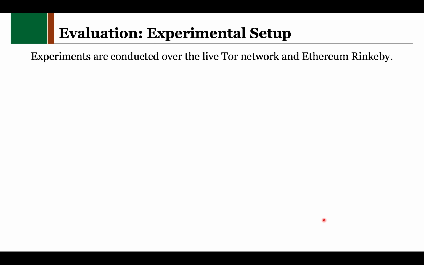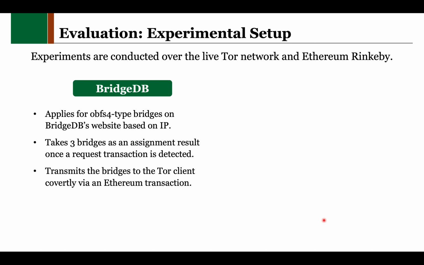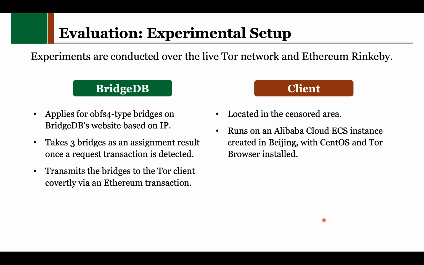Our evaluation aims to show whether Antiblok helps censored Tor clients get bridges and how much time cost will be incurred by introducing Ethereum. For BridgeDB, we manually simulate the assignment and the distribution workflow in Antiblok. We start by applying for OBFS4 type bridges on BridgeDB's website based on the IP address. Then, once a request transaction is retrieved, we take 3 bridges as an assignment result and transmit them to the client covertly via an Ethereum transaction. The simulated client within the censored area runs on a cloud instance created in Beijing with CentOS and Tor browser installed.